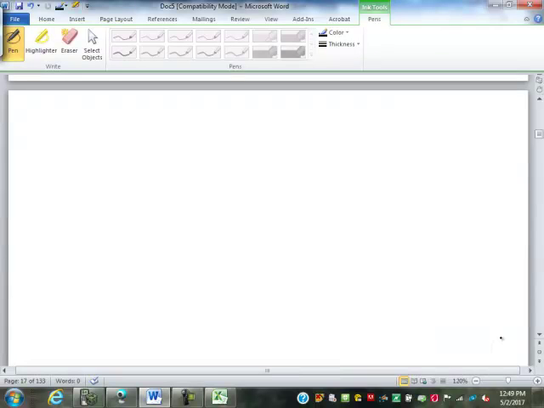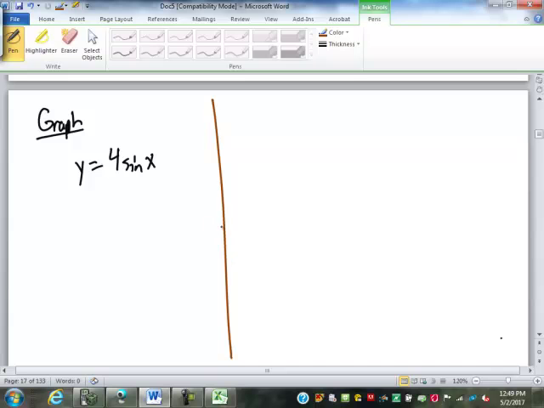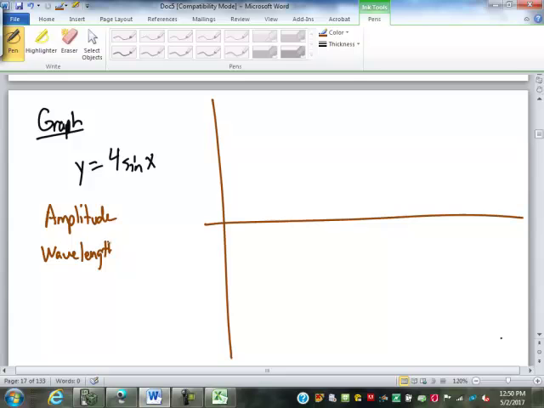So just for fun, if I were to ask you to graph y equals 4 sine x, how does this vary from our standard graph? Let's look at it this way. I want you to tell me these three things: amplitude, wavelength, and phase shift.